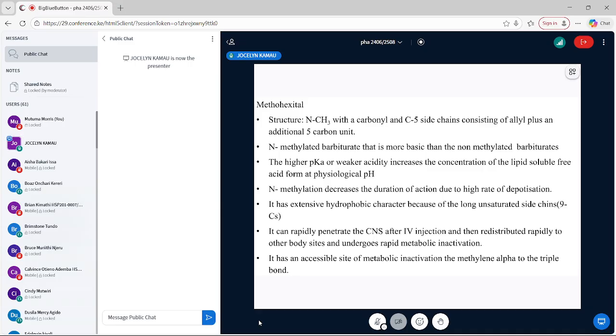I'm sorry, I've taken some time with some of these barbiturates and so on, because it's unfortunate, as I have said, for some of the students, they have not done it. For those who have studied them, it is a walk in the park. They understand what I'm talking about.